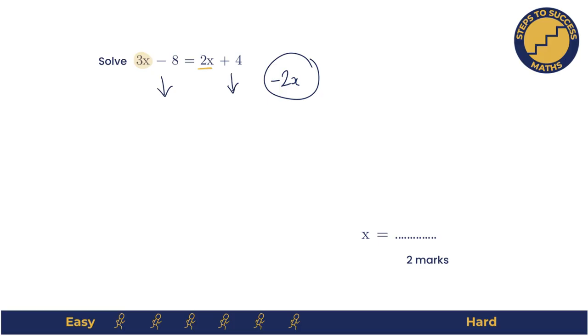3x take away 2x is just 1x, or x on its own. We haven't touched the number, so that's still take away 8, is equal to, now the two x's have disappeared on this side and we just have 4 left. So we've got x minus 8 is equal to 4. And now we need to add 8 to both sides of the equation. So we've got that x is equal to 12.